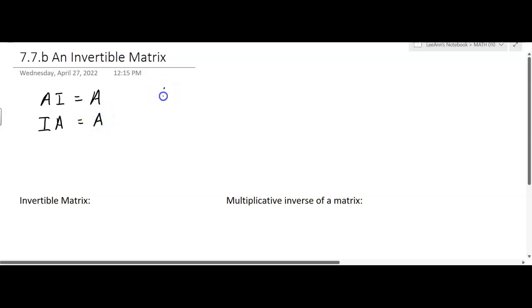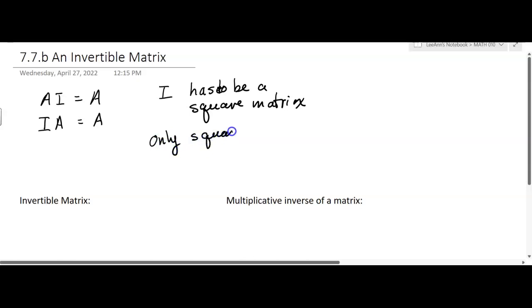Now remember, an identity has to be a square matrix. And also, when we talk about having an inverse, you can only have an inverse of a square matrix, okay? Only square matrices have inverses.